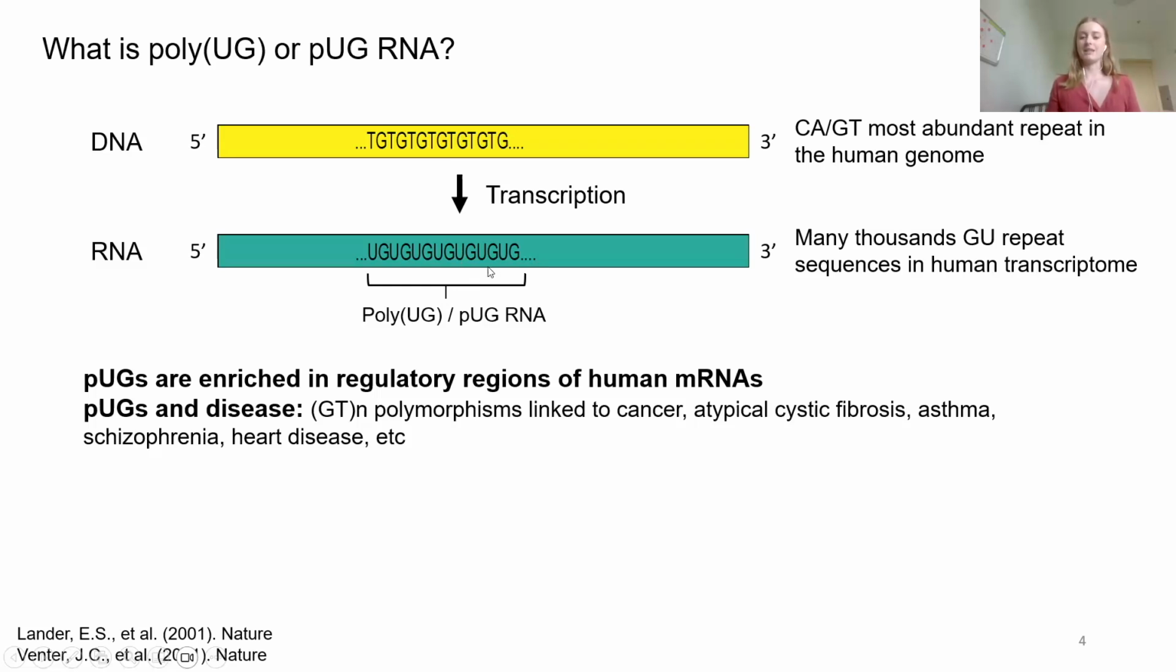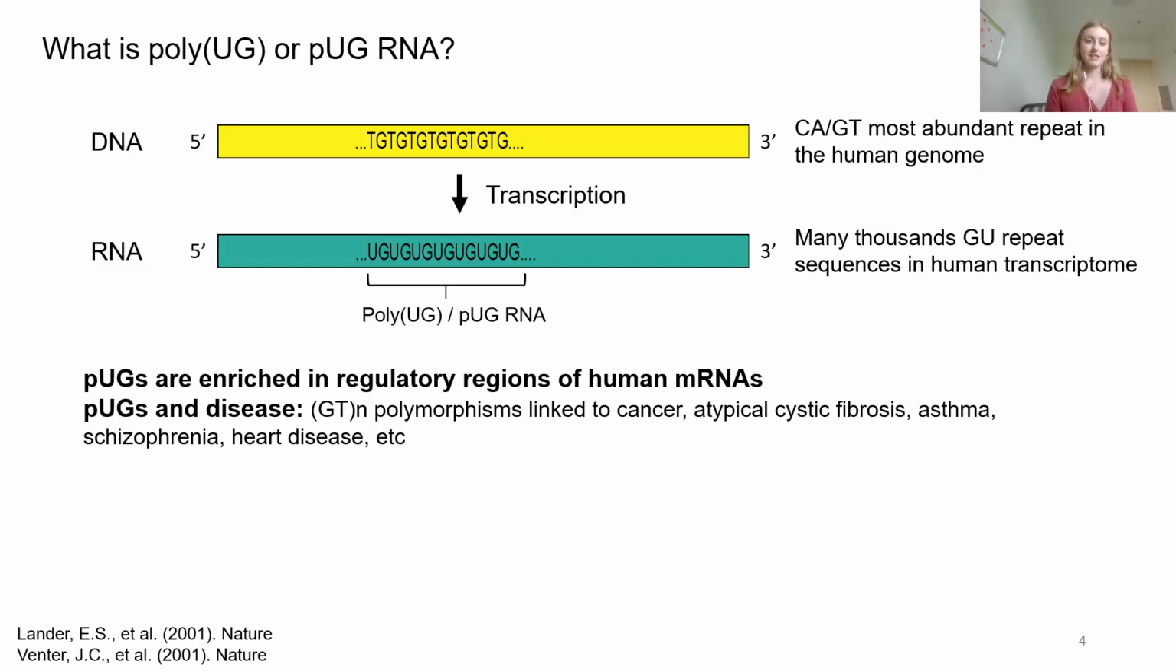And there's many, many thousands of these sequences within humans. Actually, about 20,000 of them, and they tend to be enriched within regulatory regions of human mRNAs. This means that they have often been linked with many diseases because many of these PUG sequences are actually polymorphic, which means that they vary in length. And as those lengths vary, they are linked with things like cancer or atypical cystic fibrosis, asthma, schizophrenia, heart disease, and other diseases as well.